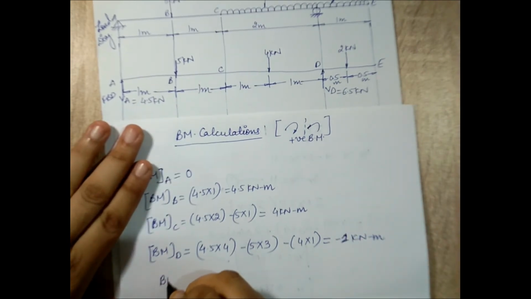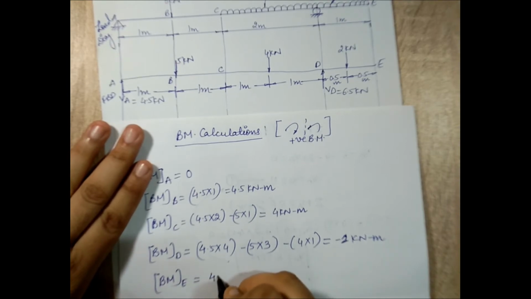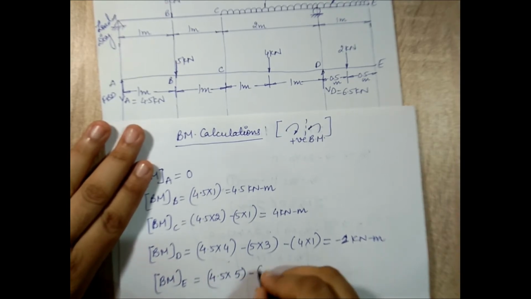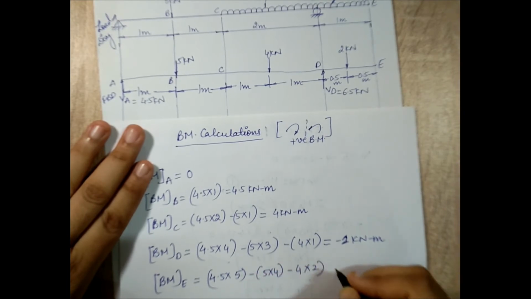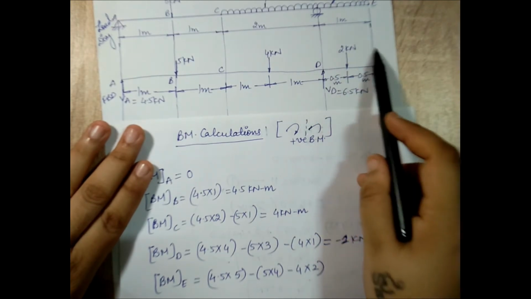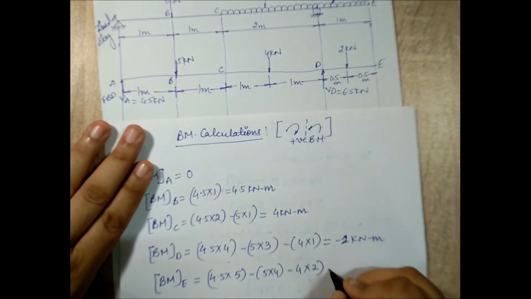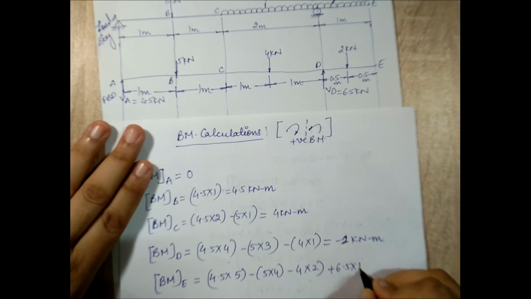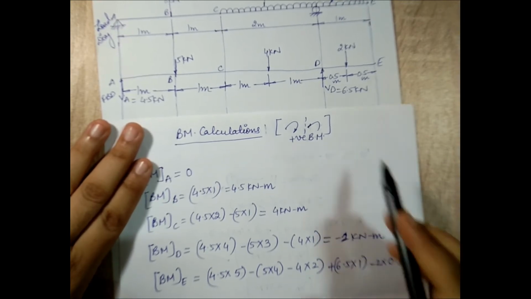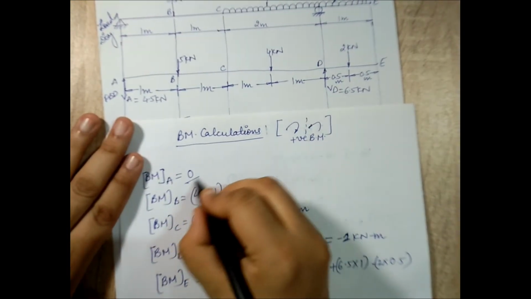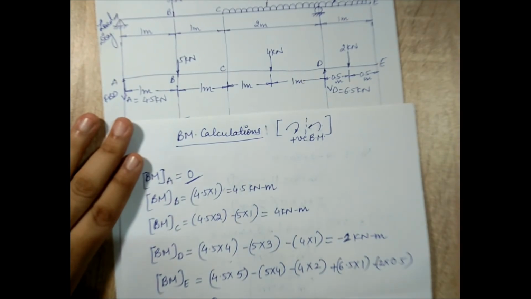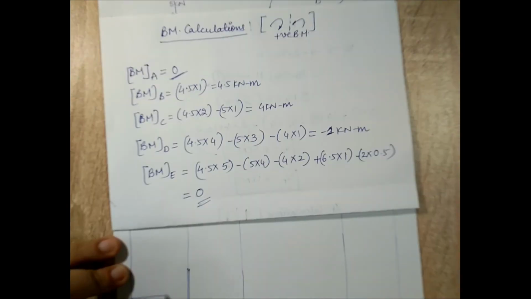Next, I'll calculate bending moment at point E. I'll have 4.5 into 5 minus 5 into 4 minus 4 into 2, and I have this VD turning clockwise. So I have plus 6.5 into 1, and I have minus 2 into 0.5, which is this value. I get this answer as 0. So I start at 0, I end at 0, my values are correct. I'll plot them.